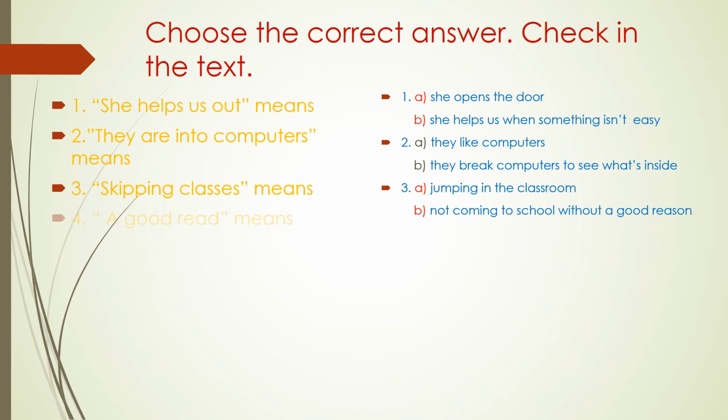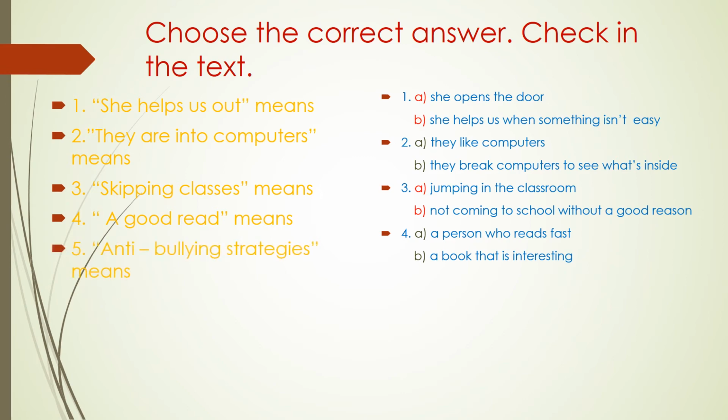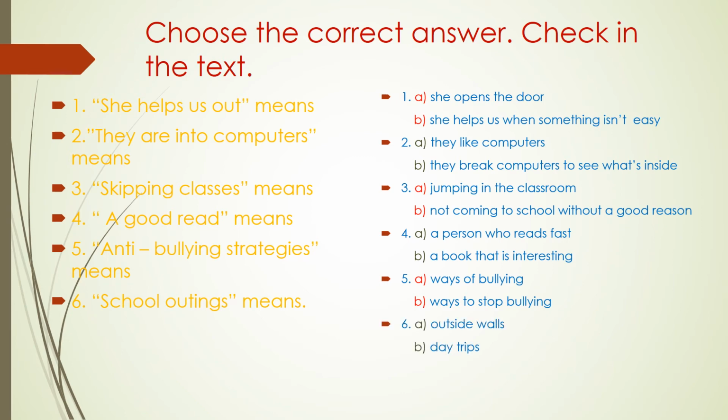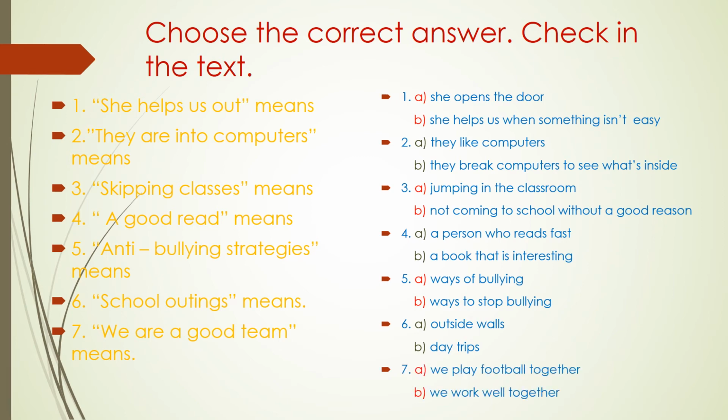The fourth, a good read, means A. A person who reads fast. B. A book that is interesting. The fifth, anti-bullying strategies mean A. Ways of bullying. B. Ways to stop bullying. The sixth, school outings means A. Outside walls. B. Day trips. The seventh, we are a good team means A. We play football together. B. We work well together.